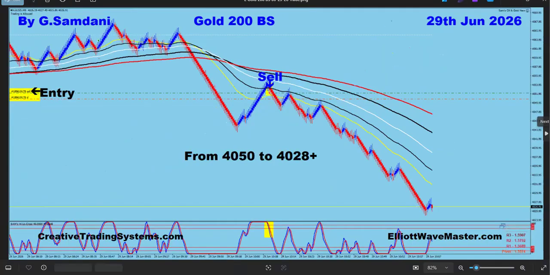The second one here, gold, same thing. You can see that the setup is exactly the same. This is a short setup. Blue candle turns red. EMA is all aligned. This indicator goes all the way up, turning to the downside. Sell order is right there. SL moves to break even plus once we break this low here. So this is on the 29th, from 40.50 to 40.28.